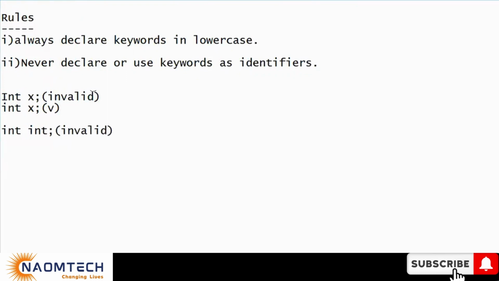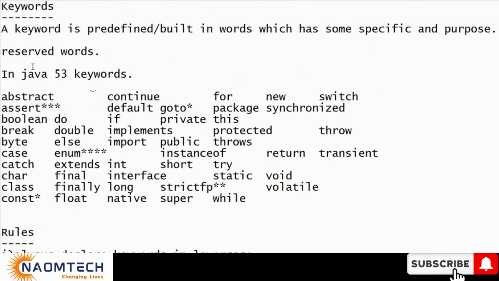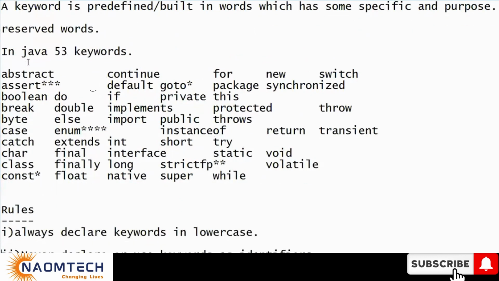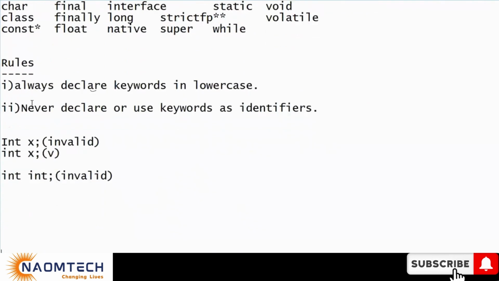So that's it, my dear friends. That is what I just discussed about these rules. I hope this is clear for all of you now. This is the basic idea about keywords. What is a keyword? Keywords are predefined or built-in words which have some specific meaning and purpose. We can also call them reserved words. In Java, there are 53 keywords. And finally, the rules for declaring keywords: always declare keywords in lowercase, and never declare or use keywords as identifiers. That is very important, and these are the examples.